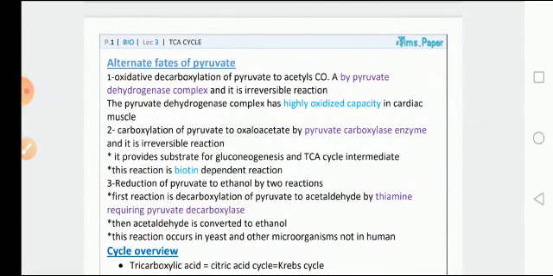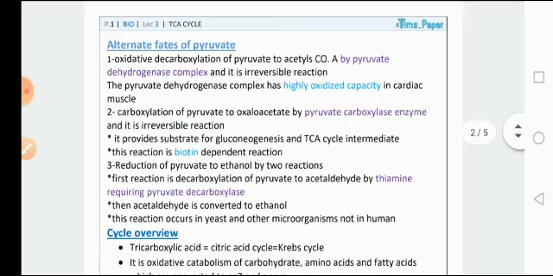Why is pyruvate made of 3 carbon atoms? Because glucose was already made of 6 carbon atoms. During the cleavage of fructose 1,6-bisphosphate, we had two products. Each one of them consists of 3 carbon atoms. Until the end of glycolysis, no change occurred in the number of carbon atoms. That's why pyruvate is made of 3 carbon atoms.